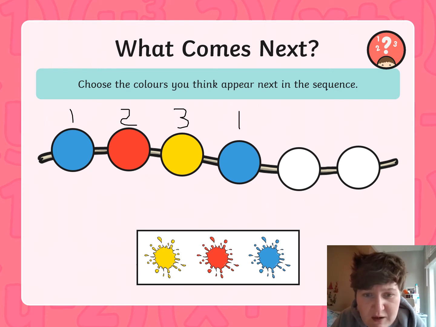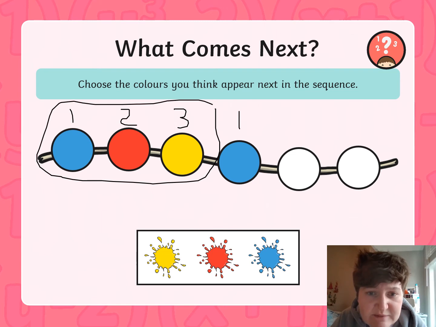So we've had number 1. Let's go back and look at this pattern. I'm going to circle the pattern so we can see it. So we've got 1 was the blue circle, 2 was the red circle, 3 is a yellow circle. So there are 3 shapes in this repeating pattern. 1, 2, 3. Now we have 1, so this must be 2.